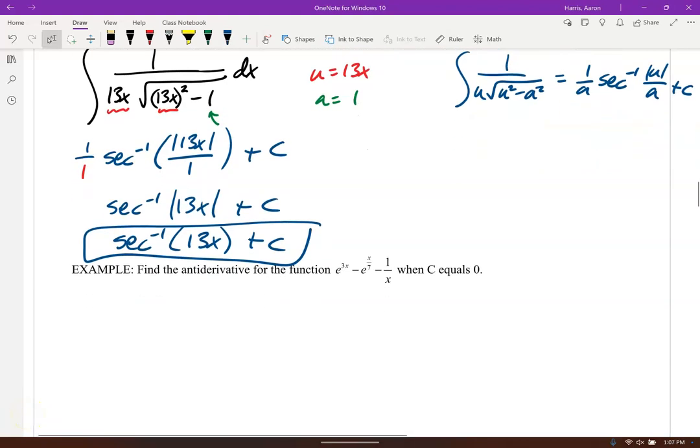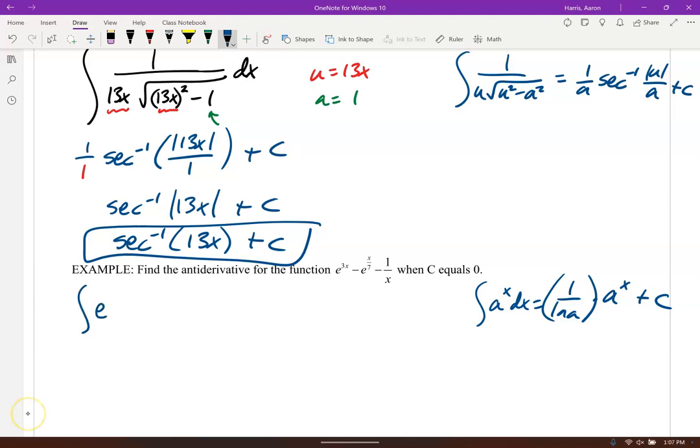All right, on this one, I'm going to use the integral of a to the x is 1 over ln a times a to the x plus a constant. Okay, so you get this 1 over ln a thing going on. Well, let me write it. e to the 3x minus e to the x over 7 minus 1 over x dx. Now the other one I should give you is the integral of 1 over x is the natural log of x plus a constant. So there's another formula that we'll want to use here on that last piece.